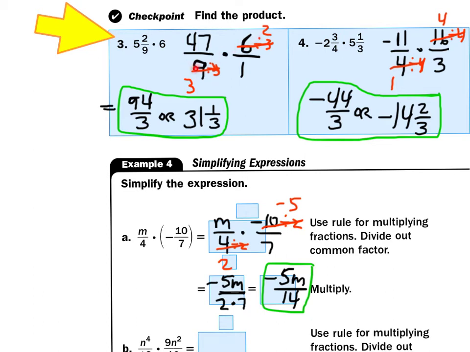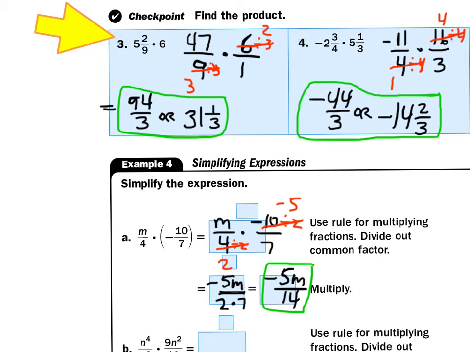They have a common factor of 3. So 6 divided by 3 leaves you with 2, and 9 divided by 3 leaves you with 3. So I just multiplied numerator times numerator. So 47 times 2 gives me 94, and 3 times 1 gives me 3. So you can write it as 94 over 3, or 31 and 1/3 as a mixed number.